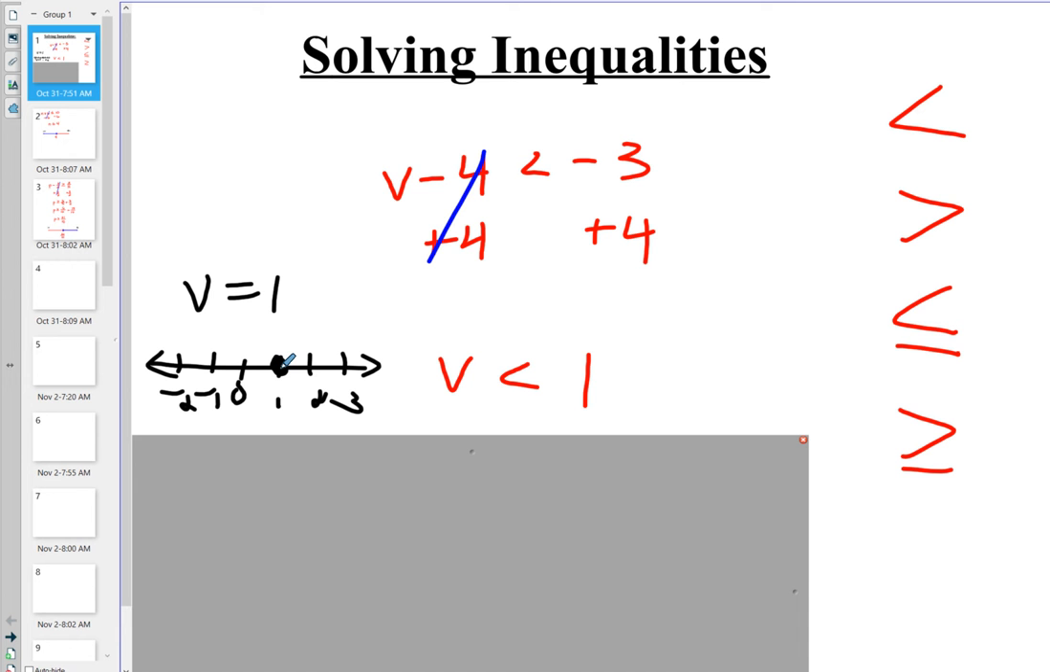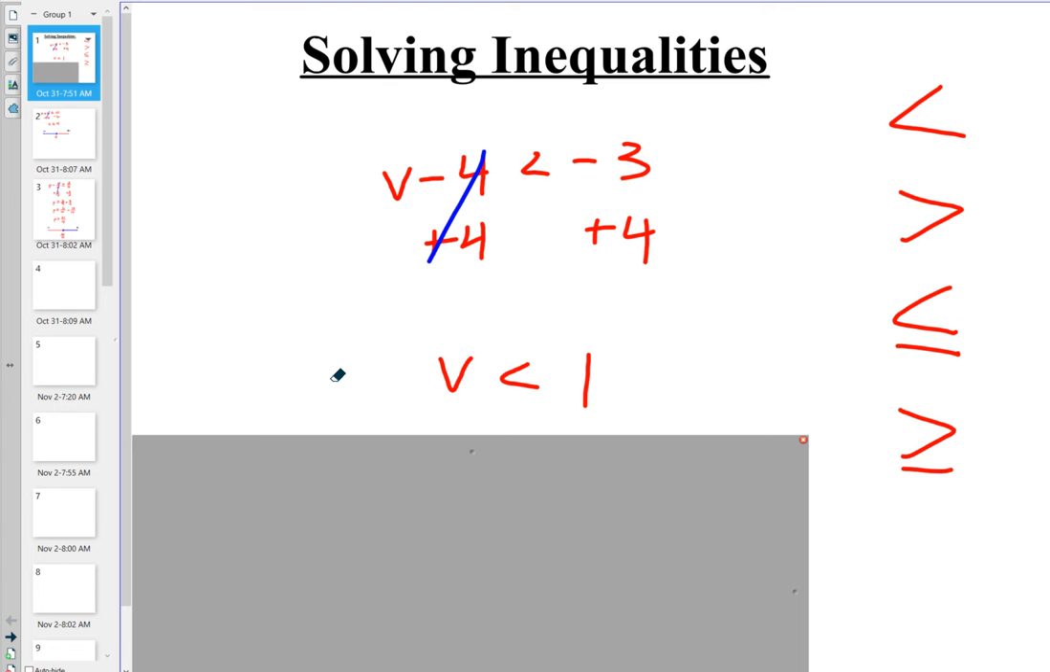But now with an inequality, what we're demonstrating is that this unknown number that we're looking for to make this inequality true can be any number that's less than 1. And how many numbers are less than 1? An infinite amount. There's an infinite amount of numbers that are less than 1. So it helps us to be able to graphically show this, to encapsulate a lot of information into a small amount of space, right?